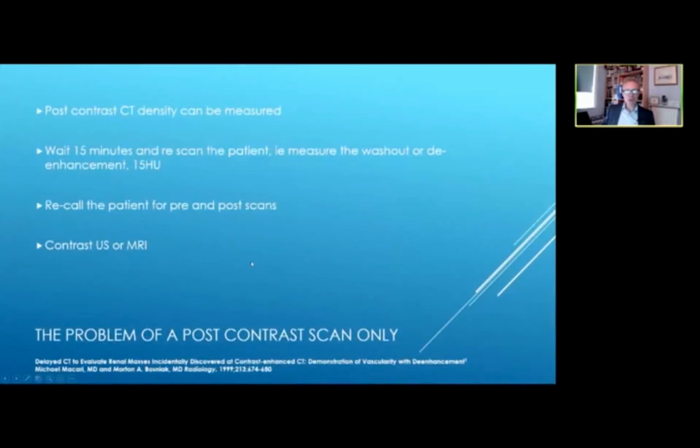The problem with the post-contrast scan is sometimes we don't have the pre-contrast. We only get the post-contrast scan. In this situation, if the patient's still on the table, we can wait 15 minutes, scan the patient later, and measure the washout. If we see a drop in density of more than 15 Hounsfield units, de-enhancement, it's a vascular lesion, it's a surgical lesion. Alternatively, we get the patient back and do a proper pre- and post-contrast scan using the same parameters. The other options are ultrasound or MRI.